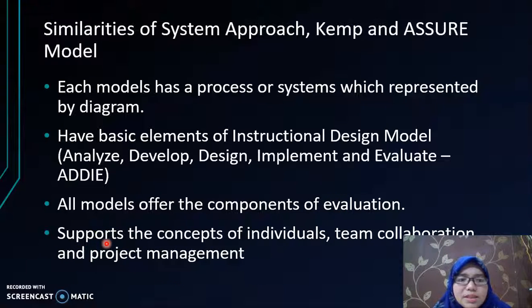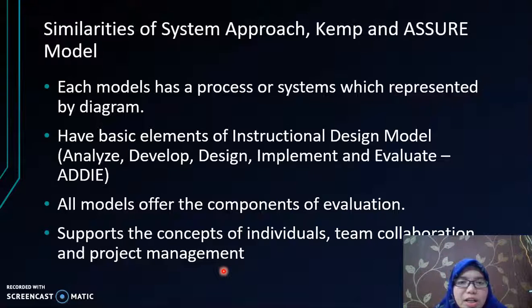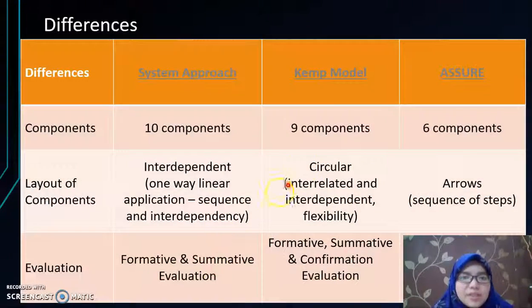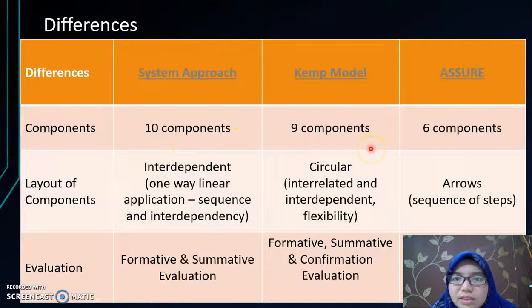Okay, next is supports the concept of individuals, team collaboration, and project management. All the models support team collaboration especially. All these models involve the individuals and the teams, and make sure that they are able to manage the project. Okay, next are the differences. As I have shown you before, there are 10 components in the Systems Approach, 9 components in the CAM model, and 6 components in ASSURE.